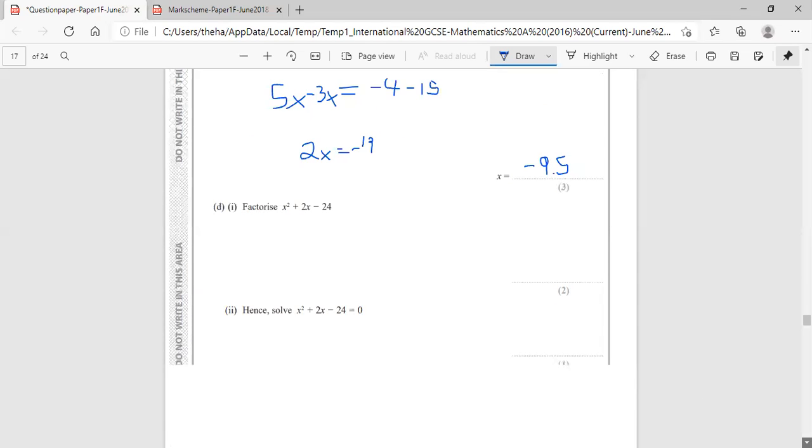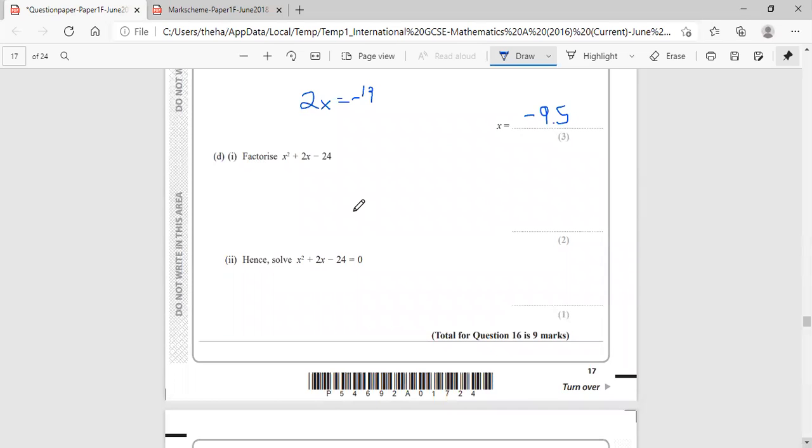So, part D, factorize x squared plus 2x minus 24. Okay, so what we need to do is draw double brackets here.